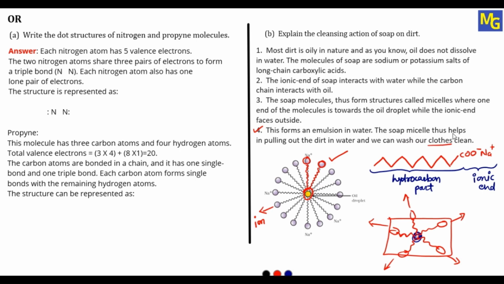So remember, when this question comes, you have to write these points and you also have to draw the diagram of this micelle. This is also very important. So this is the last question of part B chemistry. I hope you understood the answers of each and every question.